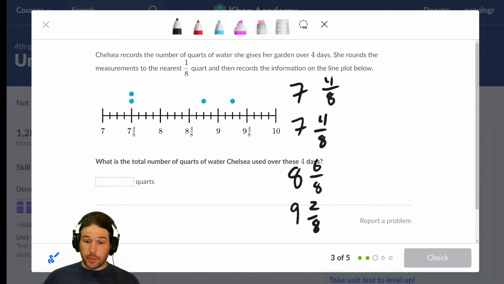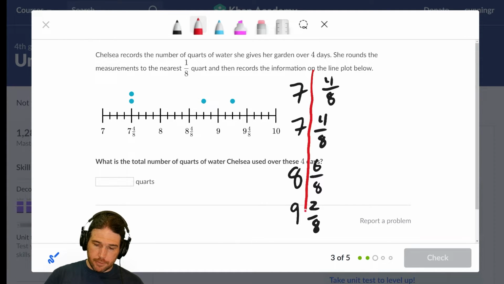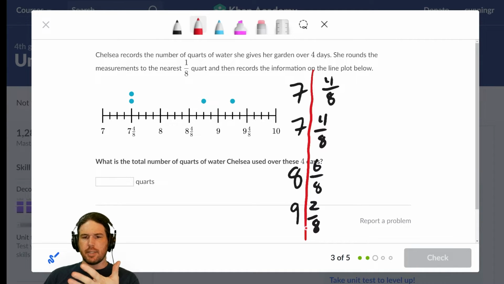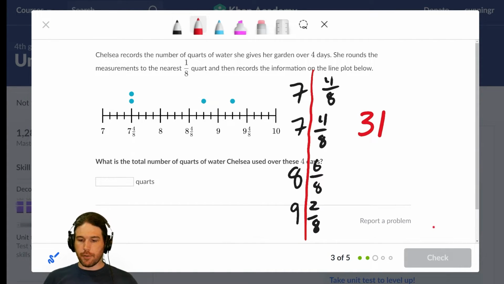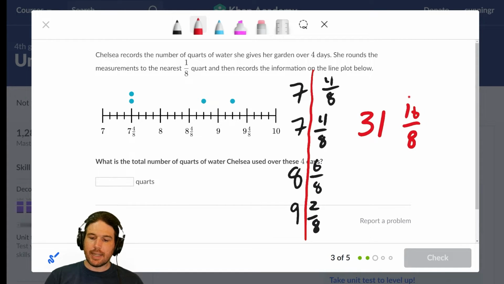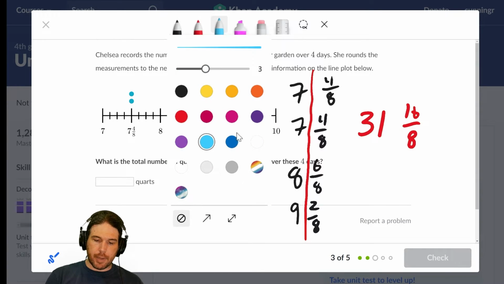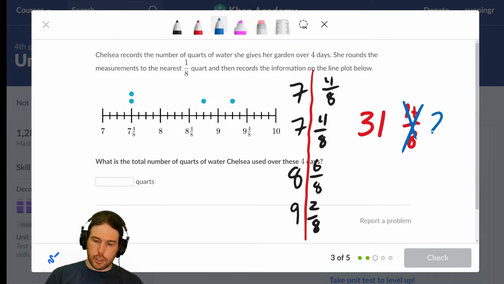Okay, let's start with the whole numbers. I'll section these off. 7 and 7 is 14, and 8 is 22, 15, 16, 17, 18, 19, 20, 21, 22, and 9 is 31. So far, so good. Now the fractions: 4 and 4 is 8, 9, 10, 11, 12, 13, 14, 15, and 16 over 8, which is really nice because 16 over 8 is better known as 2. 31 and 2 is 33.